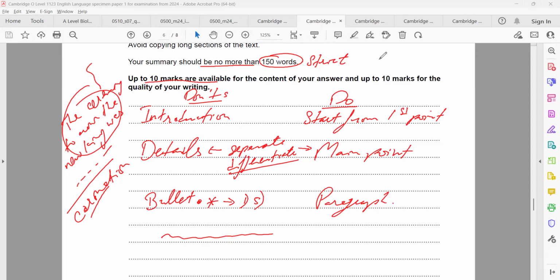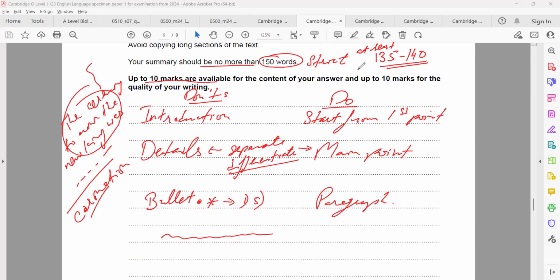How much under can you be? Well, you should be at least 135 to 140 words, at least, right? If it's lower than 135, then you've most likely missed points. You don't have your 10 points.